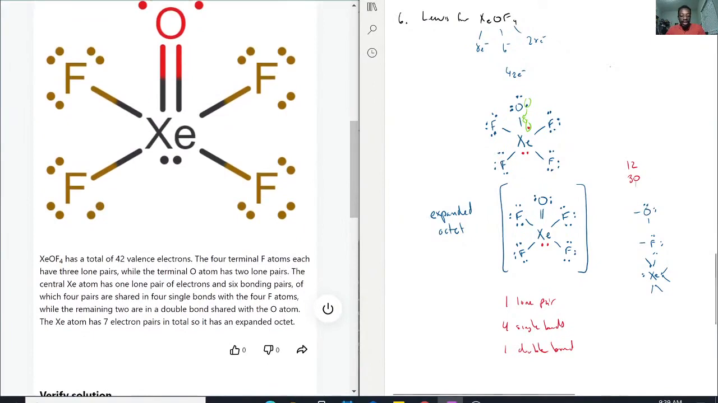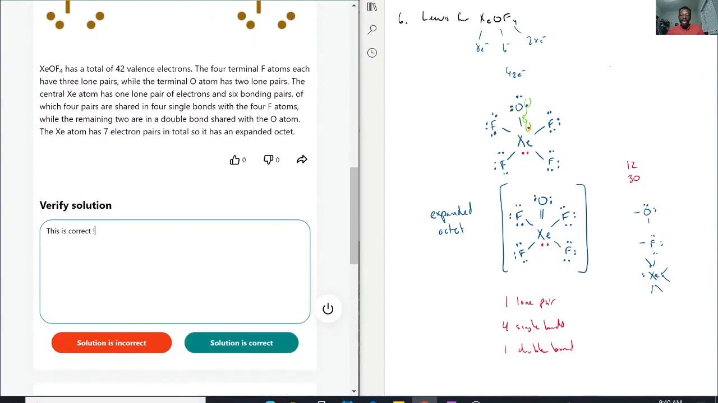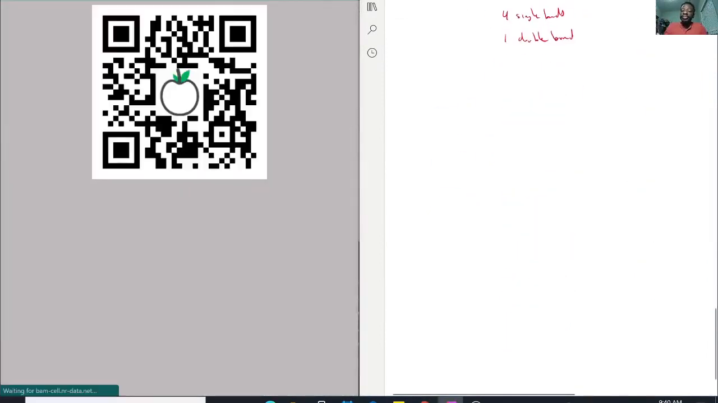So it is an expanded octet, so that's perfect. Let's see what it says: 1 lone pair and 6 bonding pairs, of which 4 pairs are shared in 4 single bonds, while the remaining 2 are double bonds shared with the oxygen atom. So with that being said, this is correct. And hopefully you can see how xenon really just expanded completely with the octet. So let's move on to question number 7.